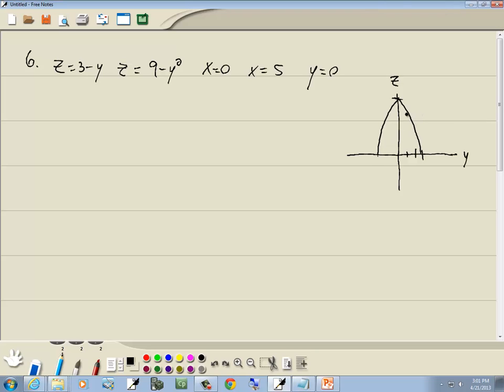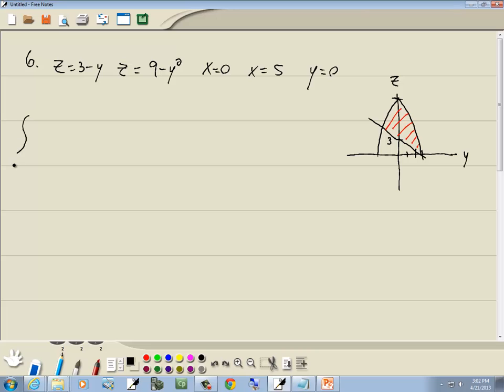Now, the next one, 3 minus y. That's up a distance of 3. Let's say that's 3. And it would look something like, would it pass through there? Let me think. 3, yeah, it would. It would look something like that. So that's what we're looking at there in terms of our y's and z's. That'll help you on the setup on that.